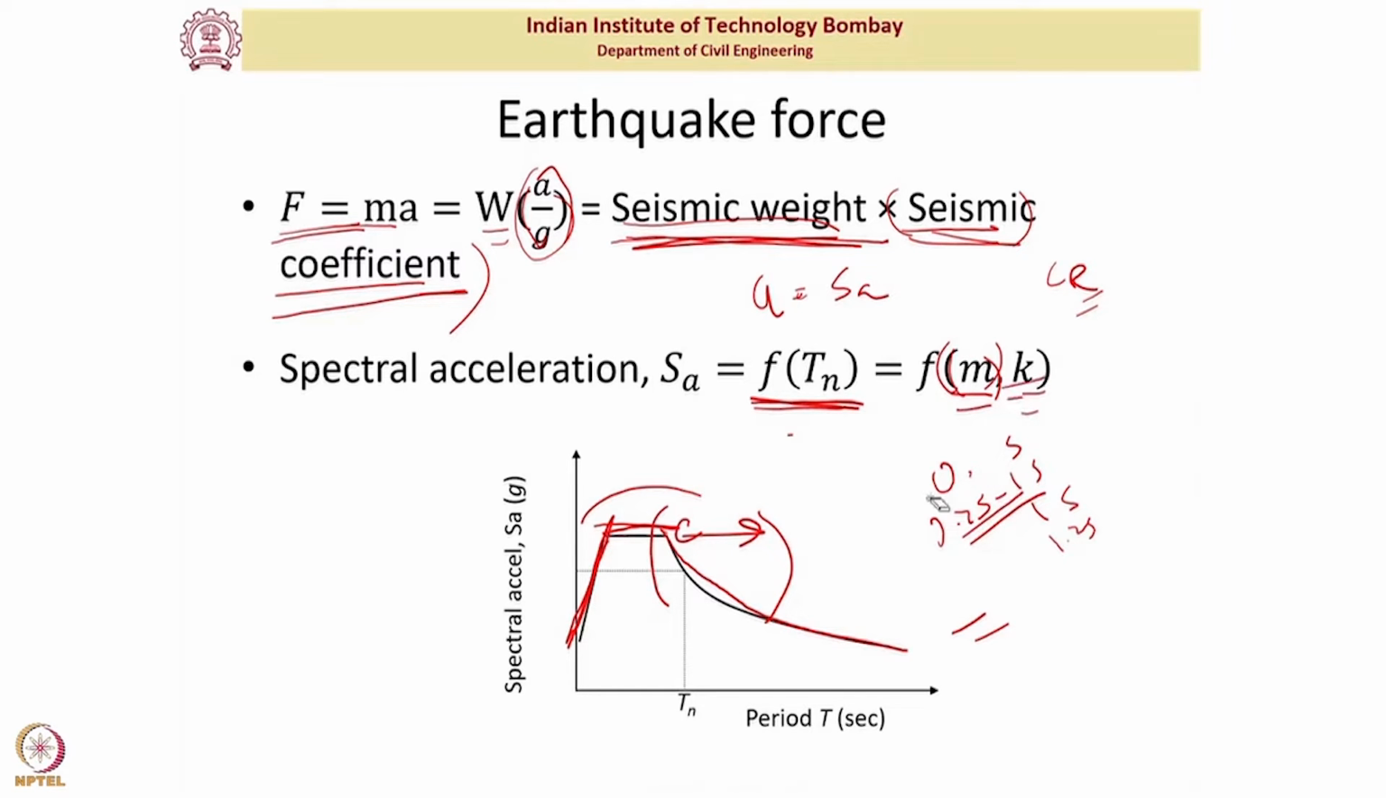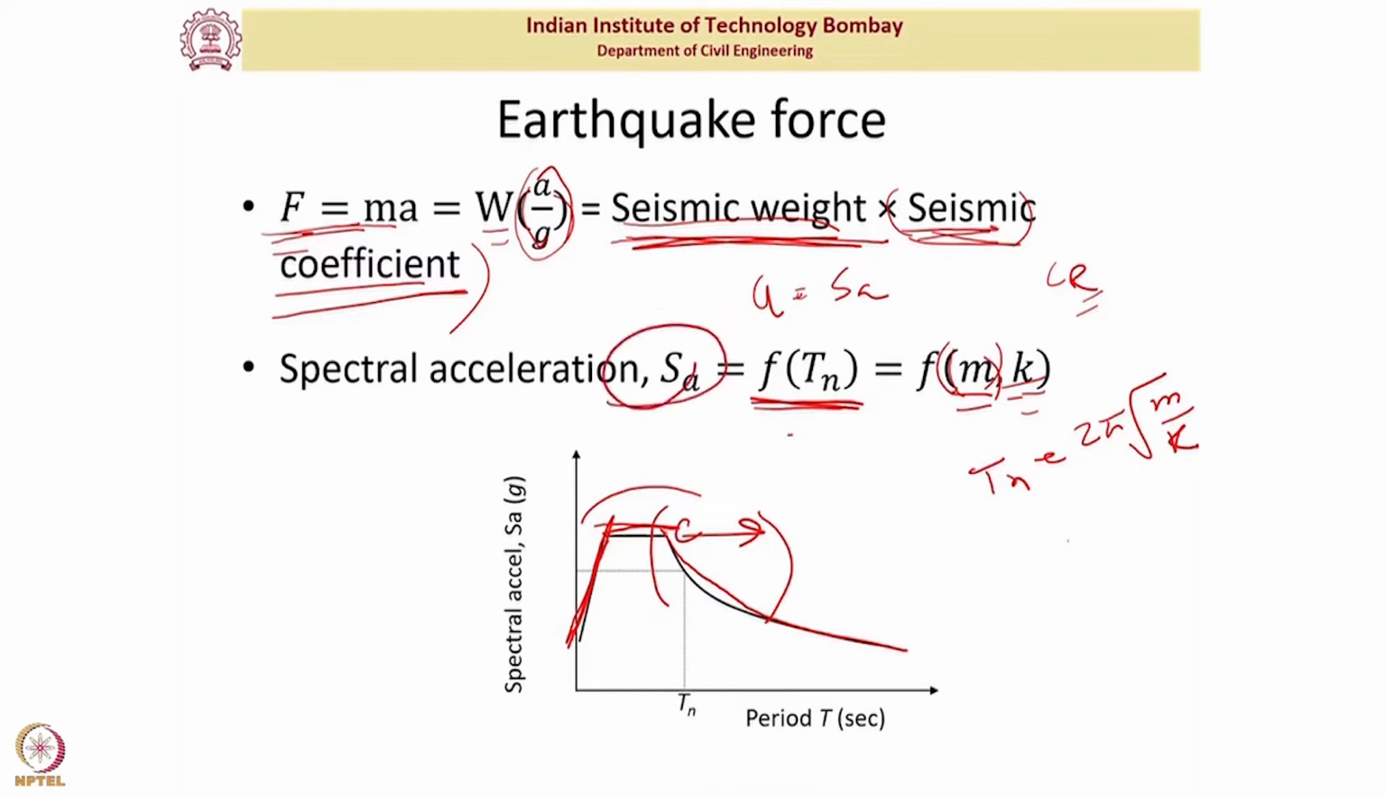Okay, and let me just delete that here. I know that time period is nothing but 2 pi under root m by k. And I know that if I want to reduce the seismic force, I would need to reduce the seismic coefficient or spectral acceleration. How do I reduce that? Let us say initially my structure was here. If I want to reduce that, then I have to go in this range, right? Not this, because there is no decrease in that part. So I need to come along on this part of the response spectra.